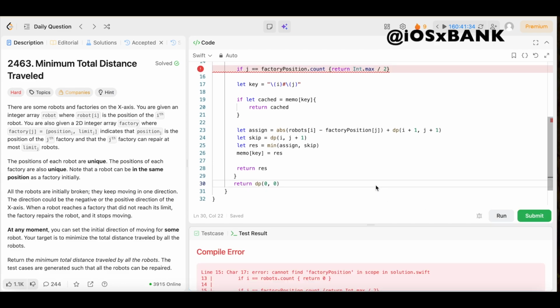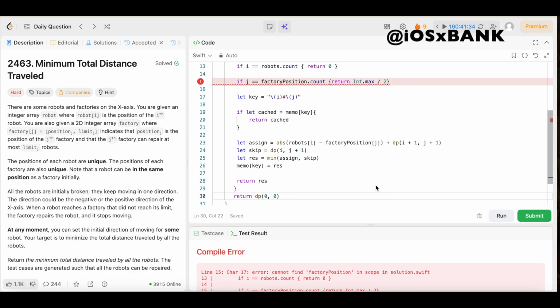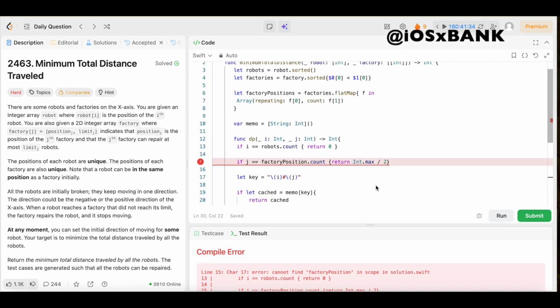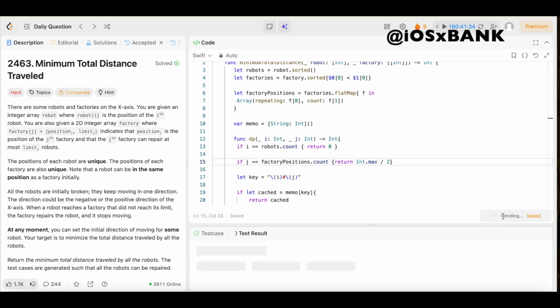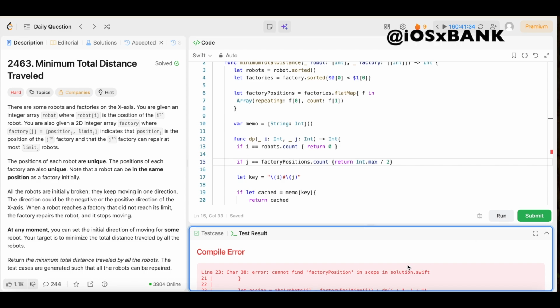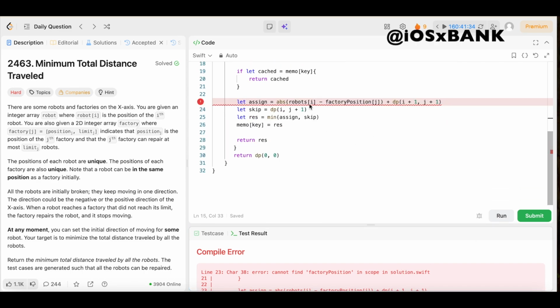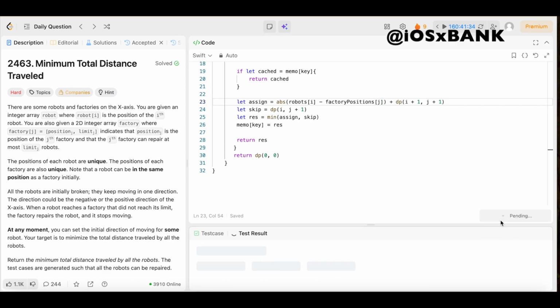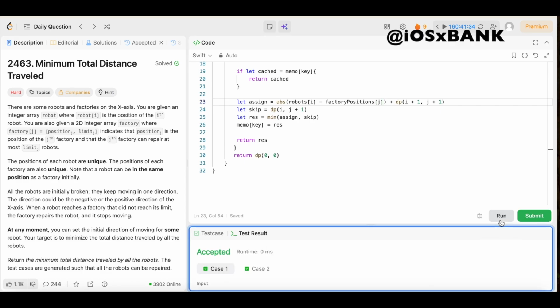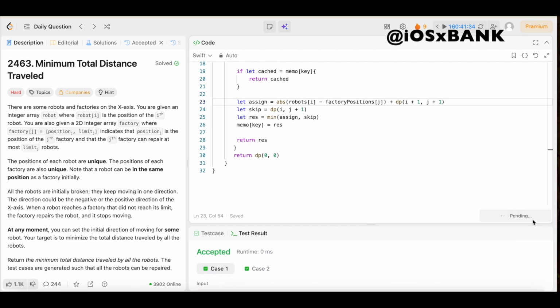Okay, can't find factory position? So let's see. Oh, it should have an S. So let's try that again. Give that another run. See what that does. Oh, I did it again. Okay, let's put another S. Let's run it again. Let's see. It's accepted, so let's go ahead and submit it and make sure it's still accepted after we submit it.